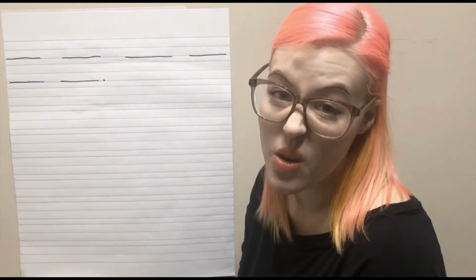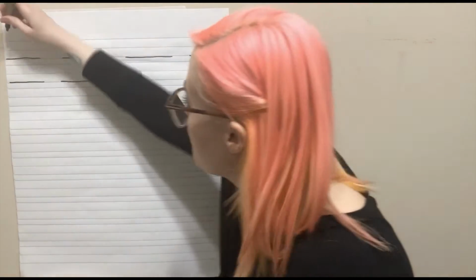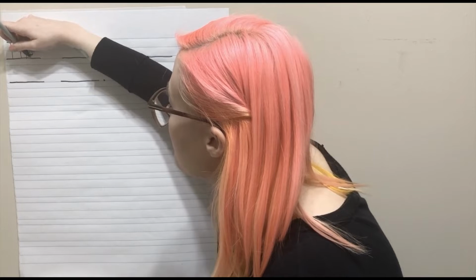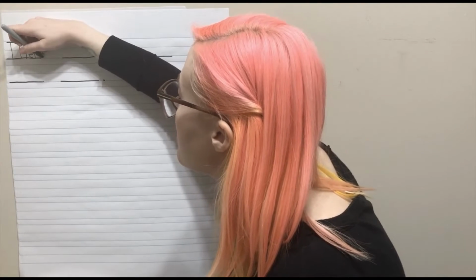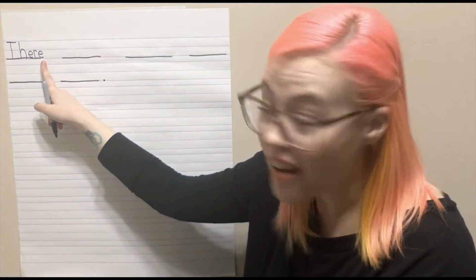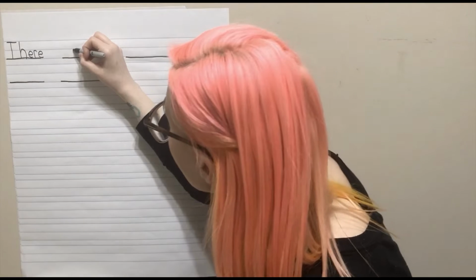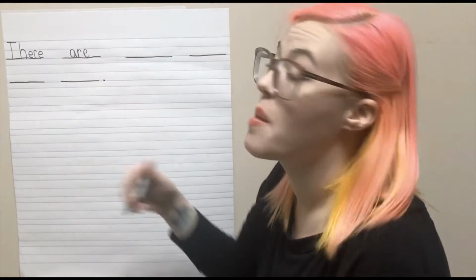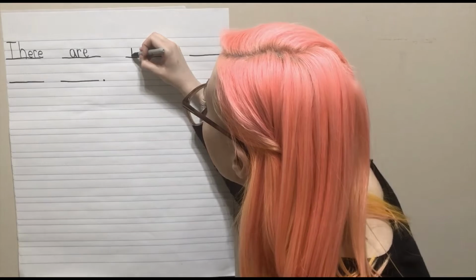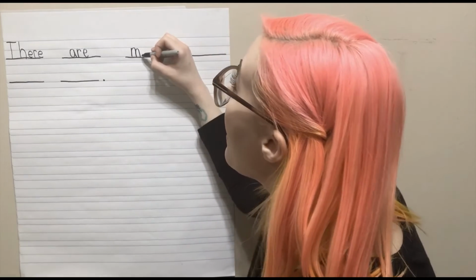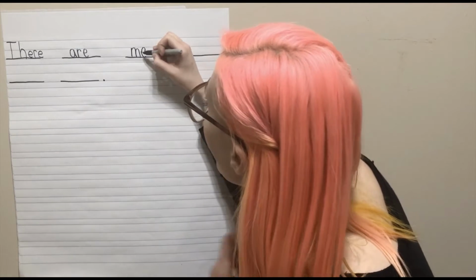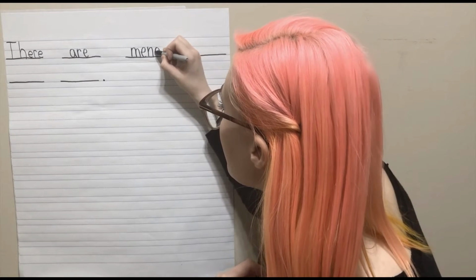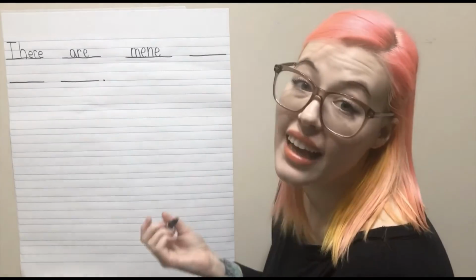So first we're going to start with the sight word, just like we did yesterday in our story. There. T, H, E, R, E. There are, that's another word we used yesterday, and it's a sight word. A, R, E. There are many. M says M, E says E, N says N, E says E. Many kinds.